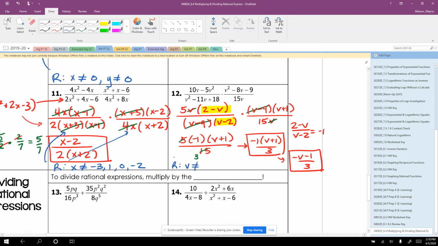V cannot equal, so look here and look here. So V cannot equal 9, 2, or 0. So hopefully you're able to work that one through.